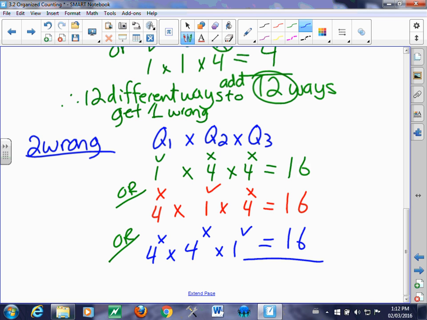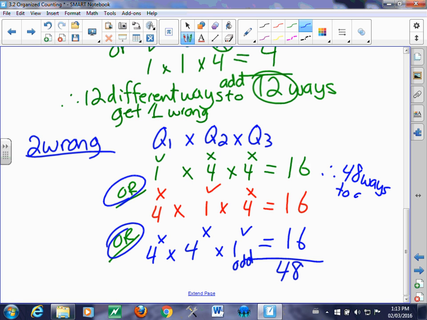So total those 3 options up, and you add them, because they're ORs, right? So add because they're ORs. All right. So what does that tell us? Therefore, we have 48 ways to get 2 wrong questions. Doing okay?